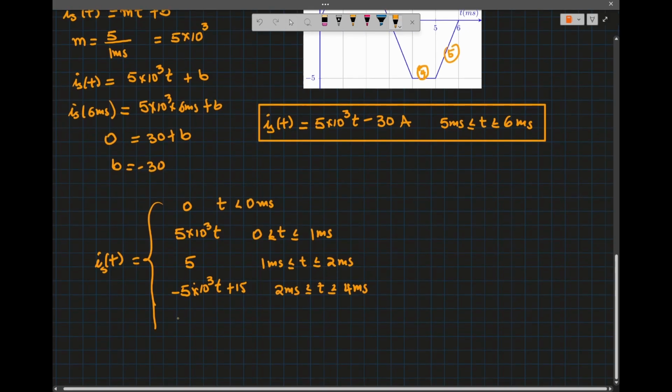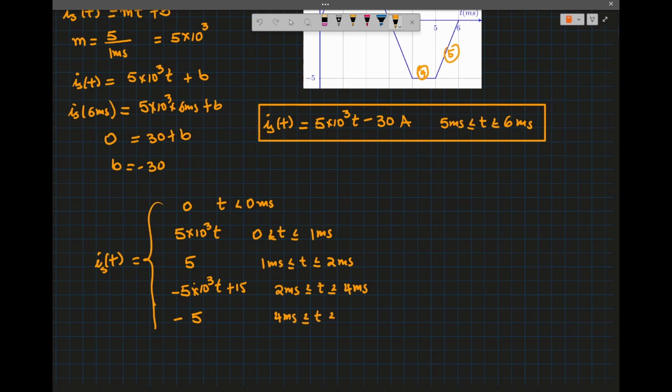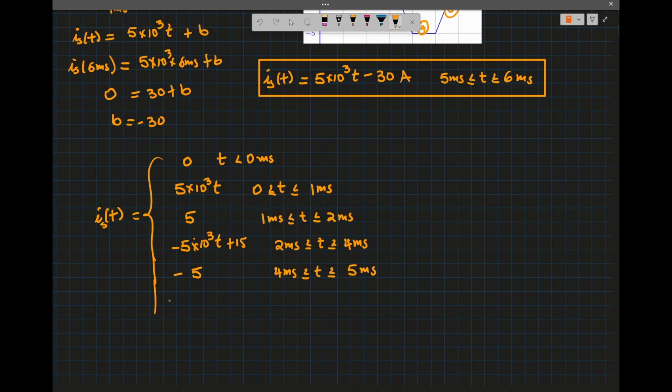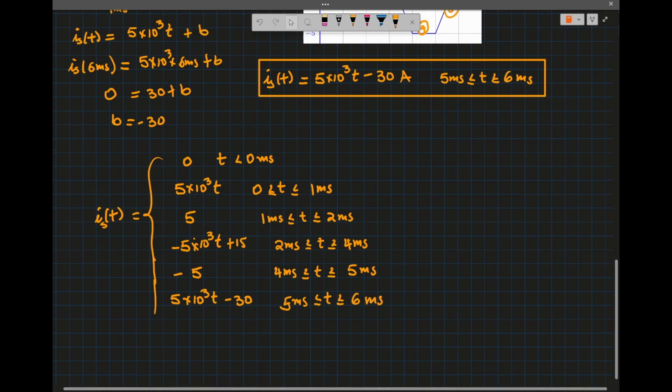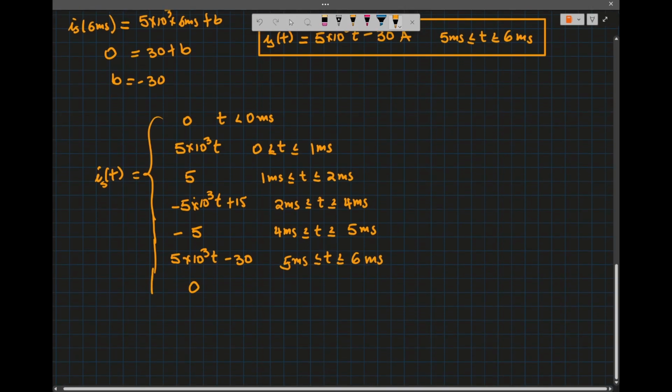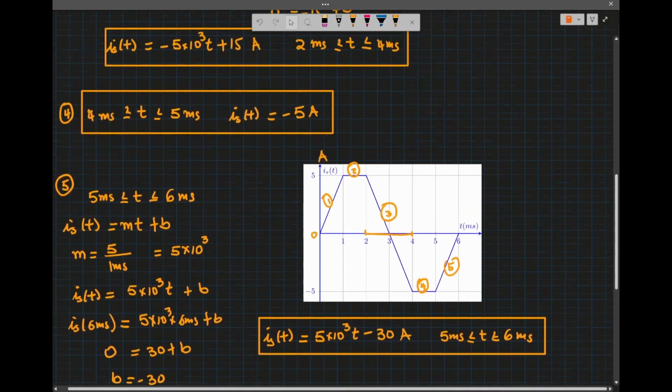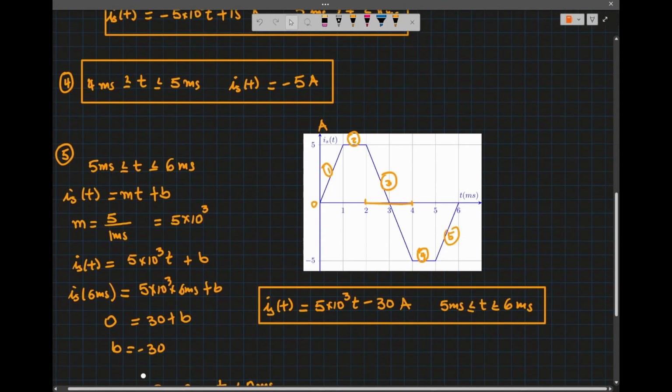And then we know that i is -5 amps from 4 milliseconds less than or equal to t less than or equal to 5 milliseconds. And then the last one is 5 times 10 to the 3 t minus 30 for 5 milliseconds less than or equal to t less than or equal to 6 milliseconds, and a 0 for t greater than or equal to 6 milliseconds. So we applied that to this inductor circuit.